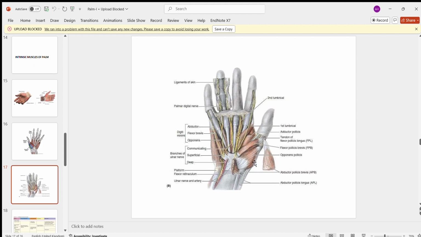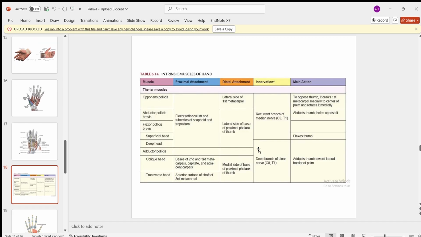In this picture again, we can see the muscles of the thenar eminence, the abductor pollicis brevis, flexor pollicis brevis, and the opponens pollicis. Now the various attachments of these muscles: the opponens pollicis, abductor pollicis brevis, and the flexor pollicis brevis, these 3 plus the adductor pollicis, which is also present on the lateral side of the palm, have common attachment to the flexor retinaculum along with the tubercles of scaphoid and trapezium bones. And distally, the opponens pollicis is attached to the lateral side of the first metacarpal, and the remaining 3 are attached to the lateral side of the base of the proximal phalanx of the thumb.